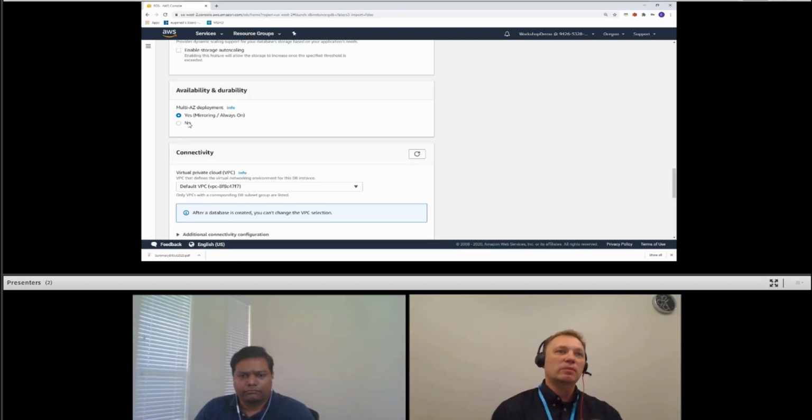For those of you who are not familiar with the term, an availability zone is a logical group of data centers. The way we design availability zones, the different availability zones sit on different floodplains and different power grids to give you that resilience in the case of a natural disaster. So for now, let's go ahead and do no.